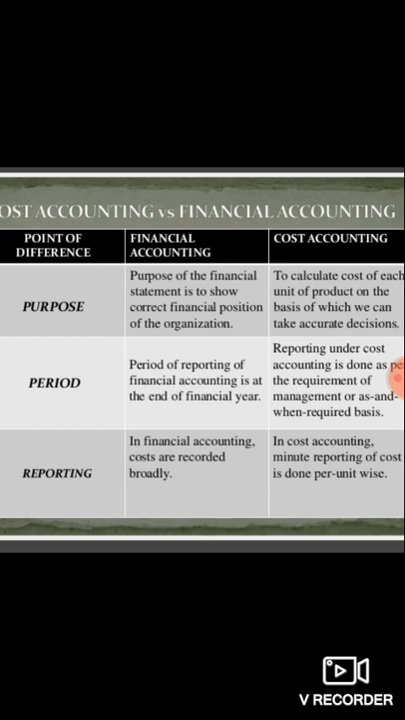Now the reporting. In financial accounting, costs are recorded broadly in the different aspects, but in cost accounting, minute reporting of cost is done unit-wise. Here in financial accounting, the total cost is displayed, but in cost accounting the product-wise cost is reported.